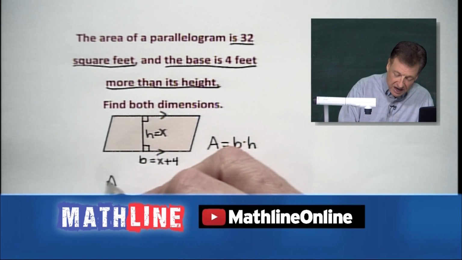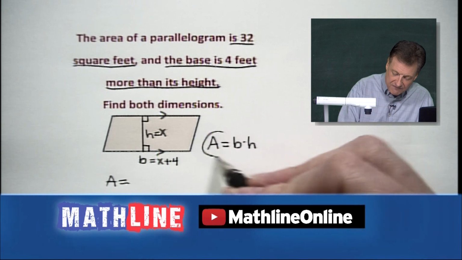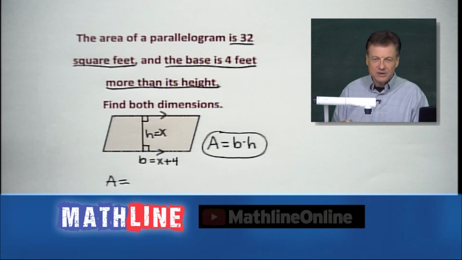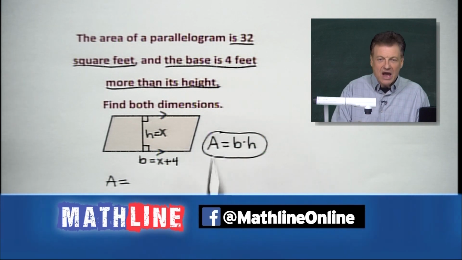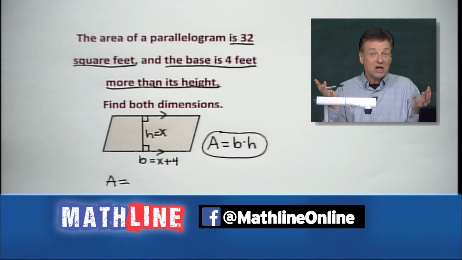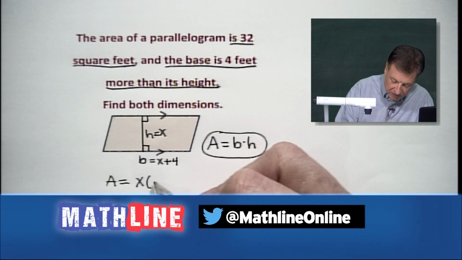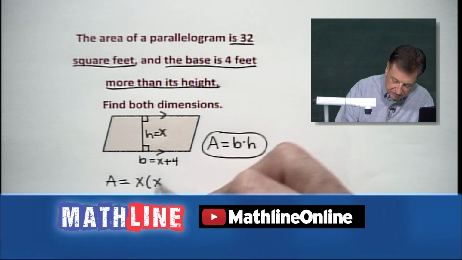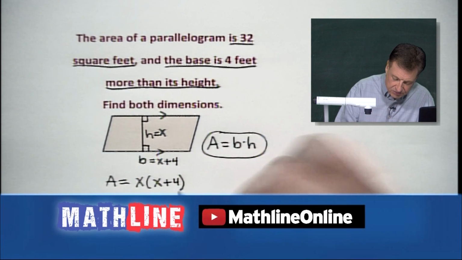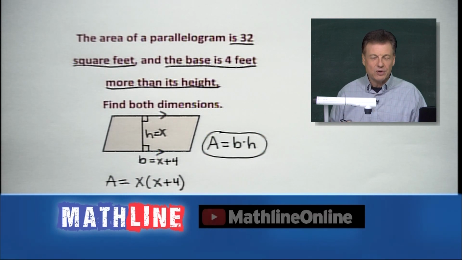So let's go back over here and let's get it now in terms of X. We know we've got to put a base in there, which is X plus 4. We also know we've got to have a height, which we're going to call X. So we're going to keep it all in the same variable here because that's all we need to do. So let's put it in there, X times X plus 4. And life is looking pretty good.